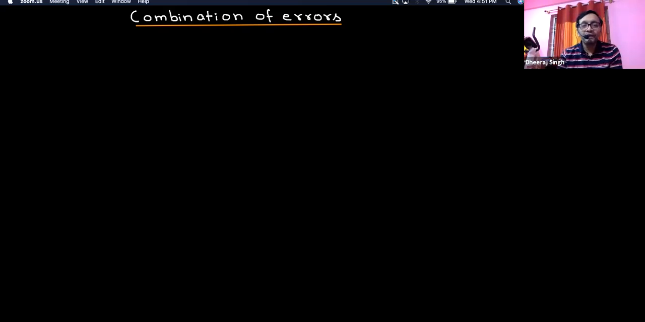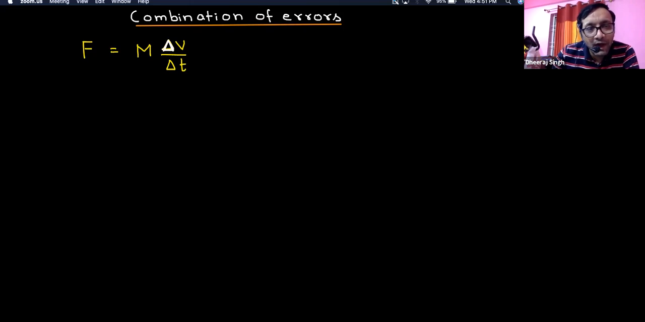Okay, so this combination of error is an important topic wherein you are trying to derive something from the measured values. Okay, so the example that I've taken, I'll write it down so that you remember it. Force is equal to mass times delta V by delta T. Okay, so using the instrument, we have measured mass with the error of delta M.